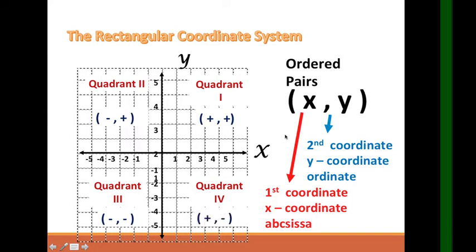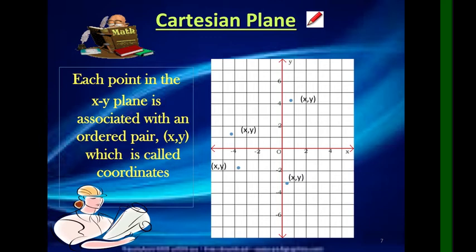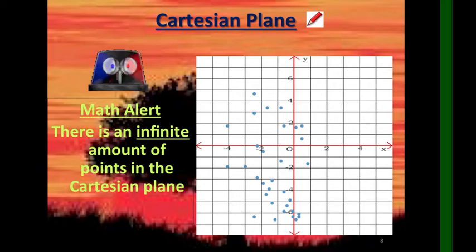Bakit lagi nauna si x? Kasi ito yung nakalagay sa ordered pair. Ang x muna bago ang y. In the Cartesian plane, each point in the x and y plane is associated with an ordered pair (x, y), which is also called a coordinate. So, lahat ng mga ordered pairs ay tinatawag nating coordinates. There is an infinite amount of points in the Cartesian plane. So, hindi natin mabilang kung gaano karaming points mayroon sa Cartesian plane.